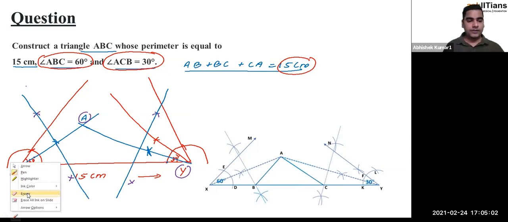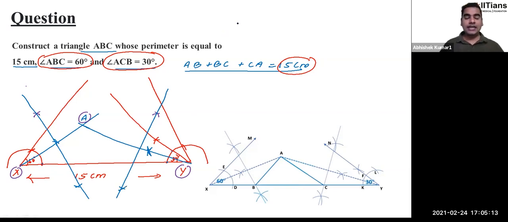So I will change them, right? These two arcs we have to join using a ruler. Now these two arcs that we have joined are intersecting XY at some point, and we are going to give a name to those points. This point will be called B. That point will be called C.